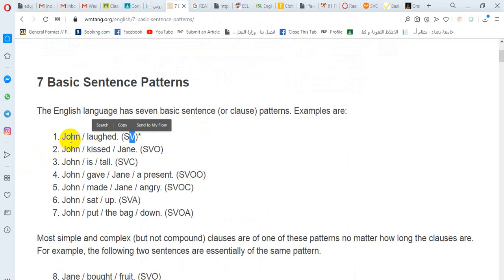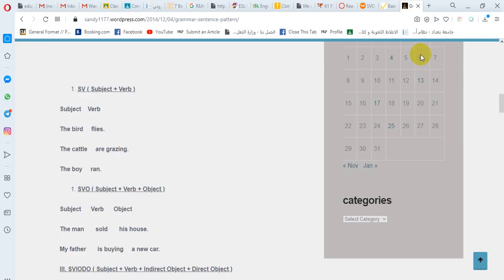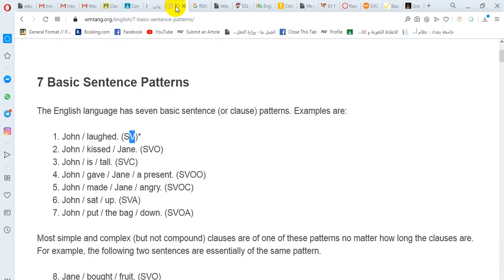Like what? Like John laughed. The subject plus the verb. Now, if you take, let's say, some more examples, here we have the bird flies. The cattle are gazing. The boy ran. Okay, so this is the first sentence pattern.